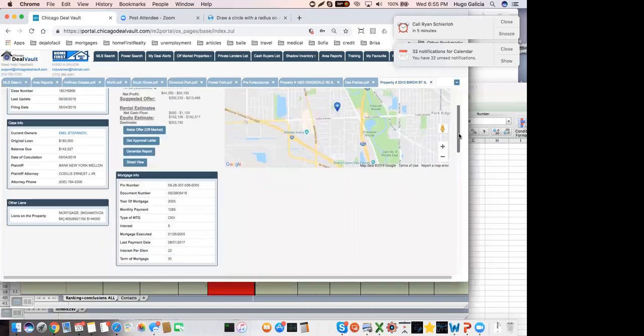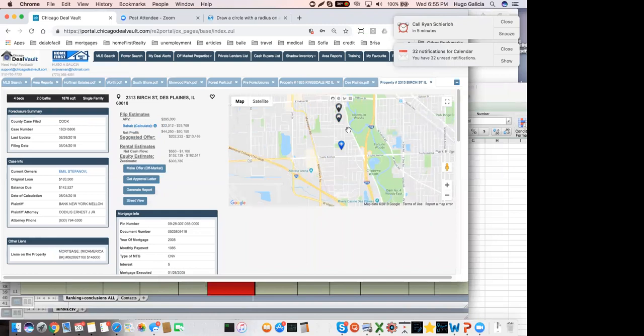So right now I only have 2 comps within a 1-mile radius. So my ARV is 295 on this property. So I can accurately say that this property could be worth 295,000 and the owner owes half of it. So this is indeed an awesome deal, friends.